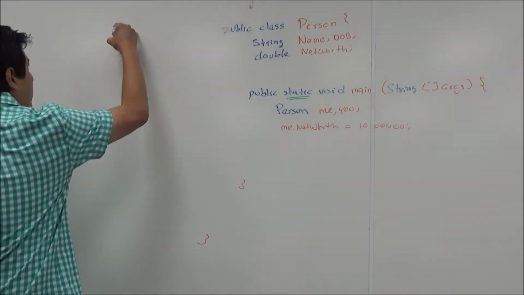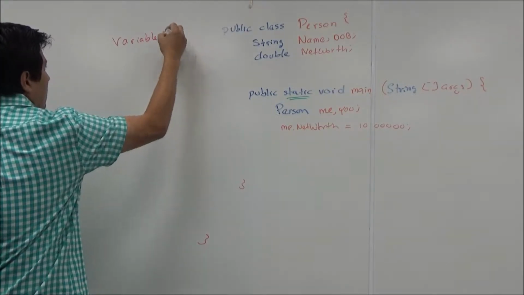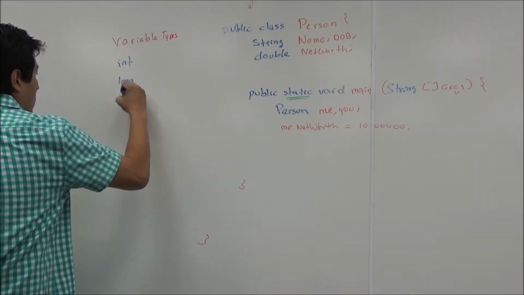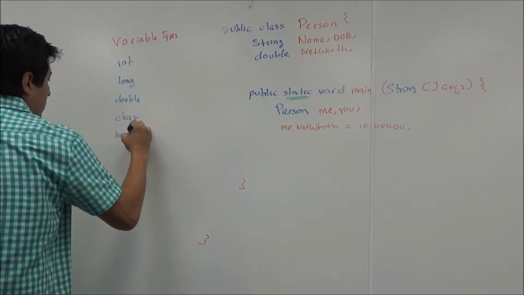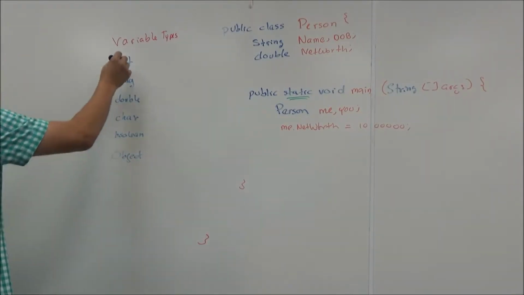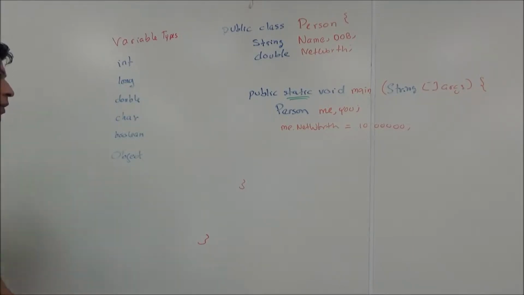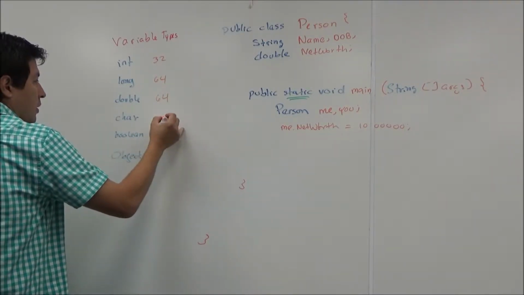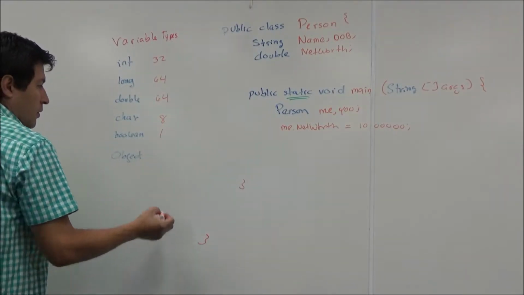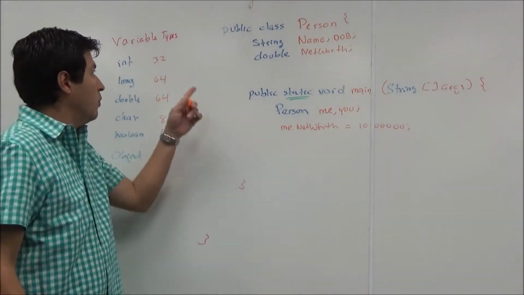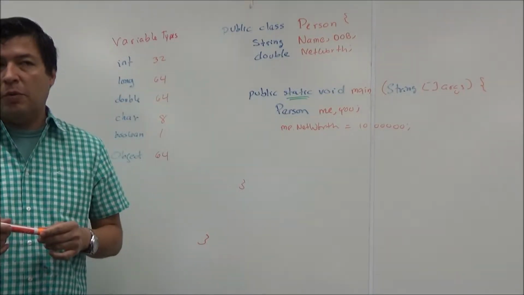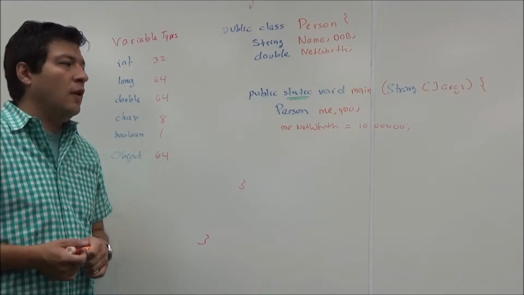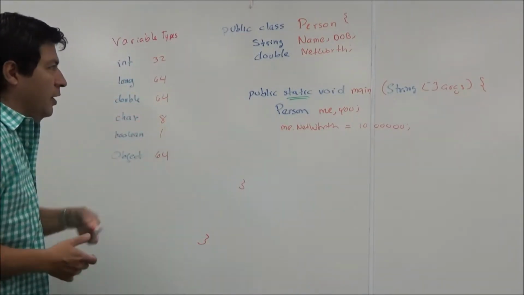So we have our variable types, right? And we have an int, we have a long, we have a double, we have a character, we have a boolean, and we had an object. So tell me how much memory does an int allocate? 32. Okay. What about a long? And a double? And a character? Boolean? An object? Alright. So, a person, what type is it? Is it a primitive or an object? It's an object. So how much memory did it allocate?